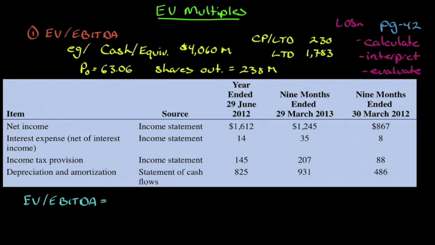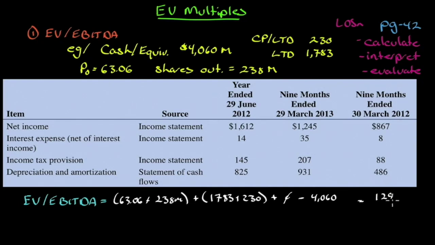We're ready to go with enterprise value, which will be $63.06 times the number of shares outstanding. There's the market value of our equity, plus the market value of our debt. Well, we're assuming it's all private, so the book value will stand in for that, $17.83 plus $230, plus we have our preferred shares, and we see that we have no preferred shares. We could just put a 0, minus all the cash we can pay ourselves back with, $4,060, and that will equal $12,961, and that is our numerator.